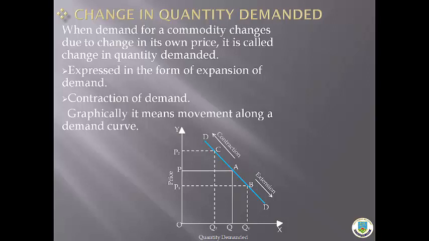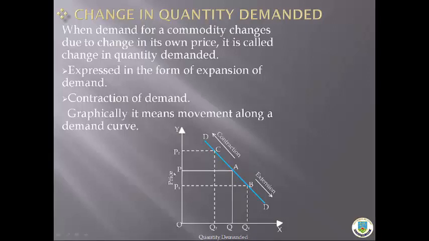Graphically, change in quantity demanded is called movement along a demand curve. So this is a diagram of movement along the demand curve. Quantity demanded is shown on the x-axis and price is shown on the y-axis. So we have prices P, P1, P2. Here, change in quantity demanded happens because of change in price, so it is shown on the diagram also.